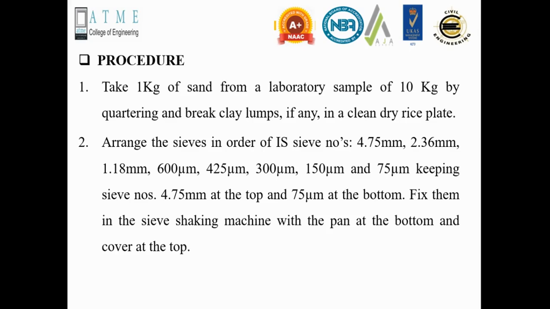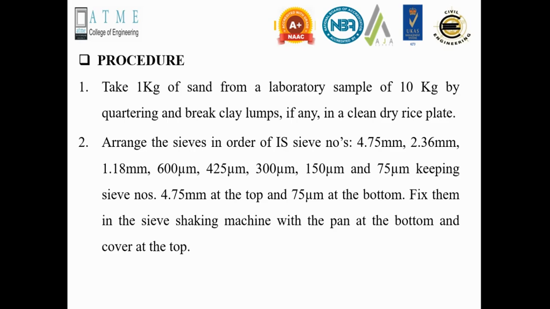What is the procedure to determine the fineness modulus and grain size distribution of fine aggregates? Take 1 kg of sand or M sand from a laboratory sample of 10 kg by quartering and breaking clay lumps, if any, in a clean dry tray. Arrange the sieves in order of IS sieve numbers, that is 4.75 at the top, followed by 2.36, 1.18, 600 micron, 425 up to 75 micron.